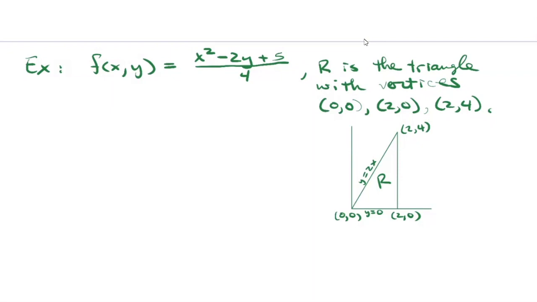All right, well, let's see if we can evaluate this thing. So fx is going to be just 2x over 4, right? So that's 1/2 x. Fy is just going to be -2 over 4, so that's -1/2.